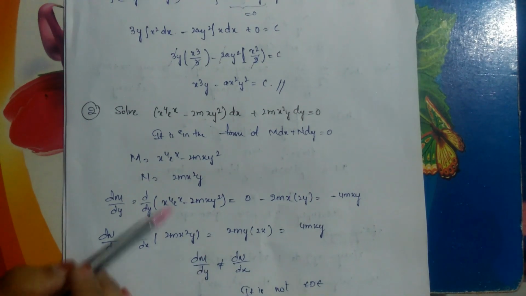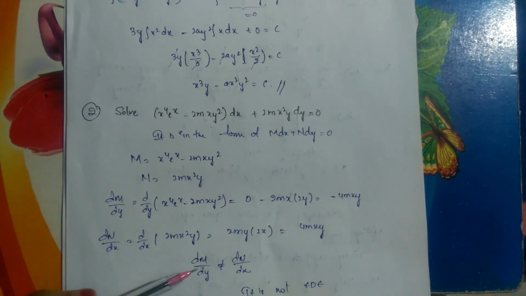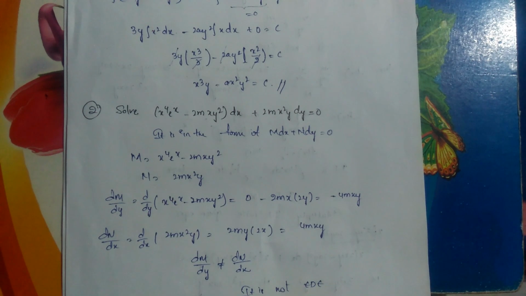So here both values are not equal, there is a minus difference here. So ∂M/∂y is not equal to ∂N/∂x, so it is not an exact differential equation. So we have to make it exact by multiplying with a suitable integrating factor.